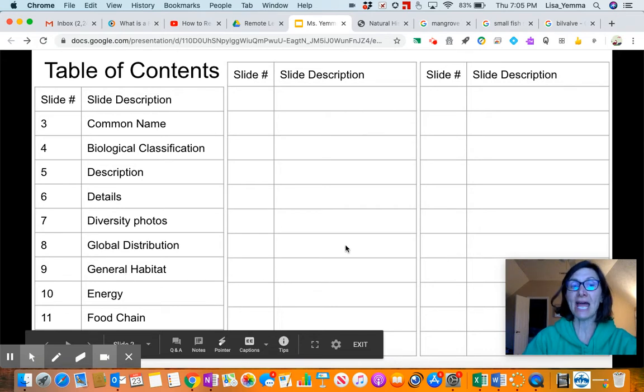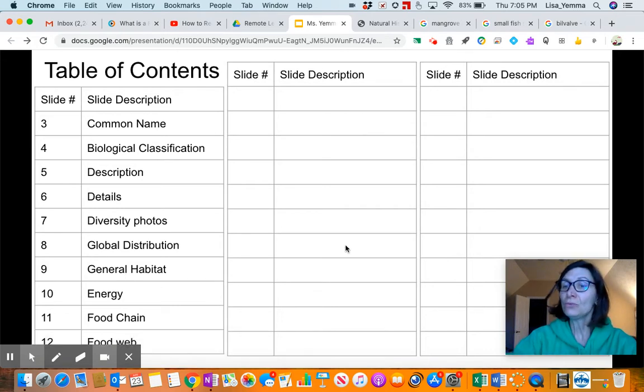Now we are going to add slide 10, which is energy. I'll show you what that is. Slide 11, food chain, and slide 12 is food web. I would like for you to add these pages and items to your current Google Slides.